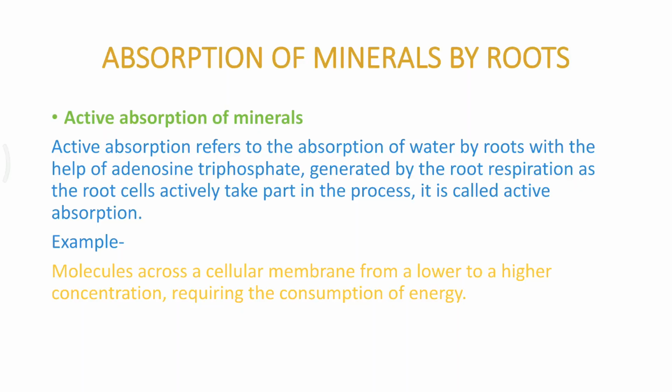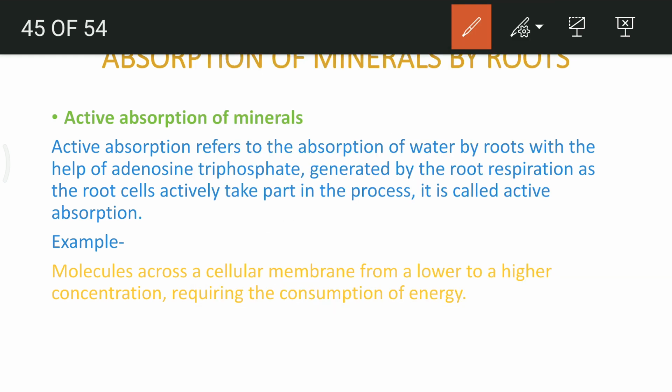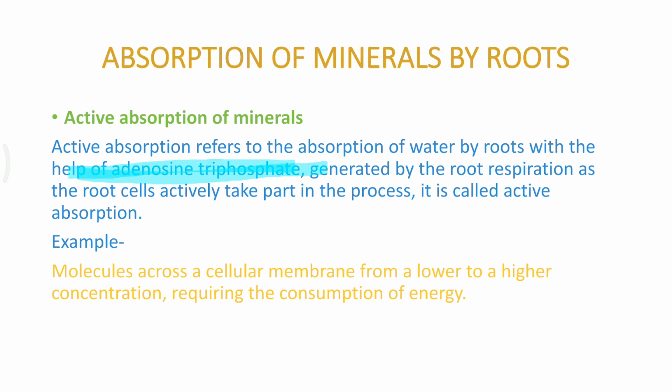Active absorption of minerals occurs by the roots. And this active absorption occurs with the help of energy. Because whenever we talk about active absorption, it means that we are applying some energy, or the movement is taking place against the gradient. So, against the gradient, if we want to move anything, we need to apply some energy for the purpose. And a similar thing happens over here in case of active absorption of minerals.